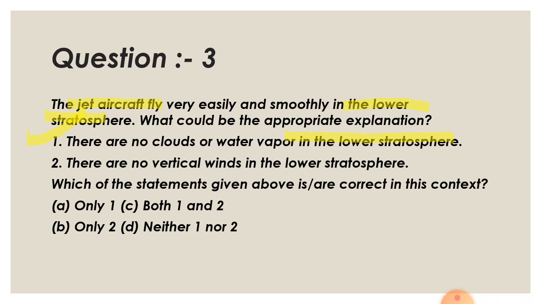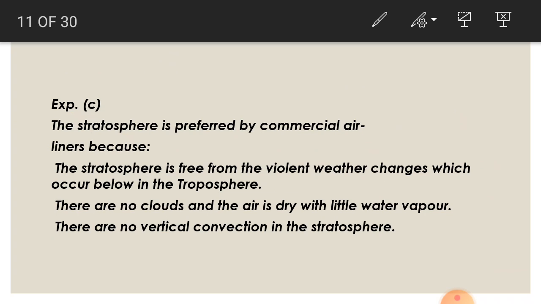So let's go for the answer. The stratosphere is preferred by commercial airlines. Why? Because the stratosphere is free from the violent weather changes which occur below in the troposphere. From this line we get the factual knowledge that all the weather phenomena take place in the troposphere, and these weather phenomena don't take place in the stratosphere. So the stratosphere is relatively very calm.